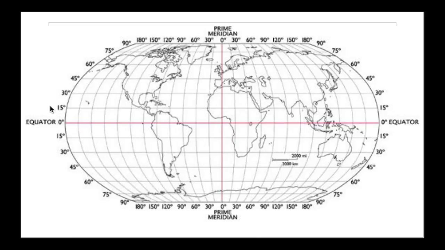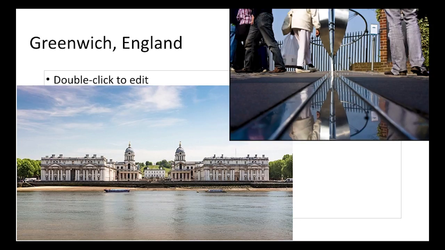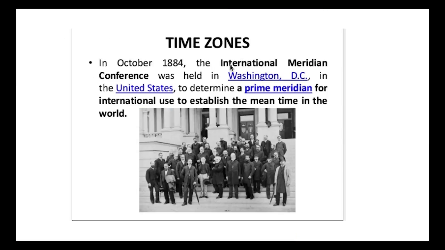Now, 0 degrees longitude, what is that? That is called the prime meridian. And it passes through what city? Yes, it passes through Greenwich. And that was where the International Meridian Conference in 1884 was held. They agreed that the 0 degrees prime meridian would pass through Greenwich, England.